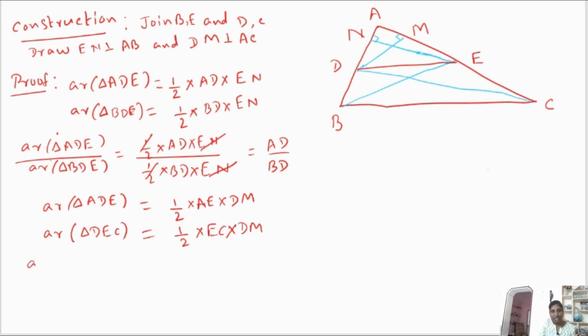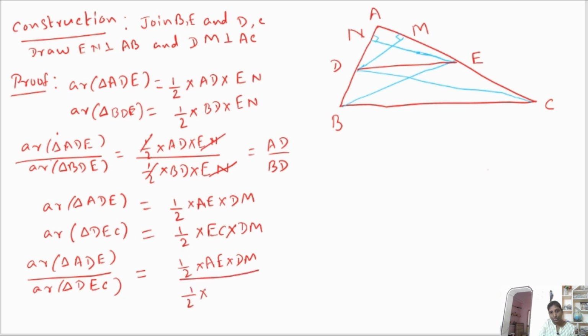So here also we will take the ratio. Area of triangle ADE by area of triangle DEC is equal to half into AE into DM by half into EC into DM. Now see, here DM cancels, half cancels. We'll get AE by EC. Now let us name it equation number 1 and this one equation number 2.